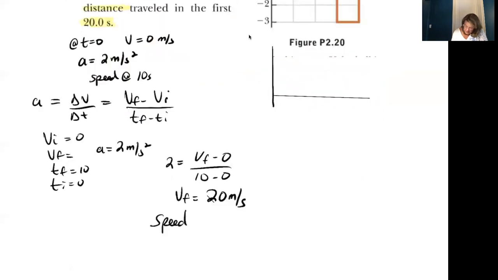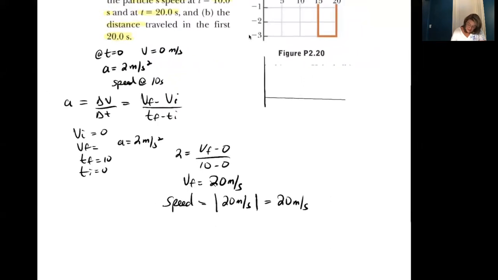Well, the speed is equal to the magnitude or the absolute value of the velocity. And since it's a positive 20, I would take the absolute value of it. I find that it's still a positive 20 meters per second. Now let's assume that you solved that equation and you found it to be negative 20 meters per second for velocity. That's okay. That means it's just moving to the left. And so what's the speed? 20 meters per second, okay? It's the magnitude of the velocity. So that is the speed at 10 seconds.